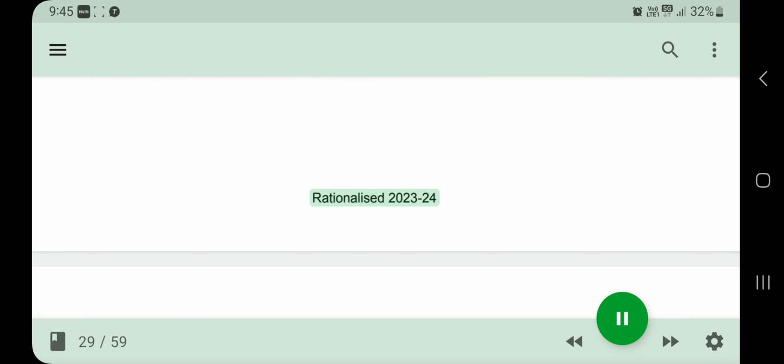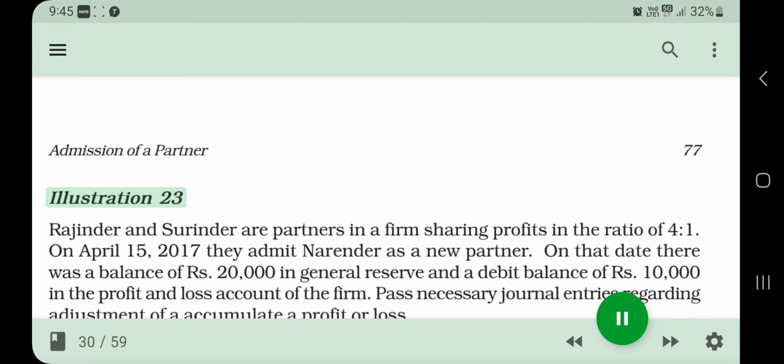Rationalized 2023-24, Admission of a Partner, 77. Illustration 23.